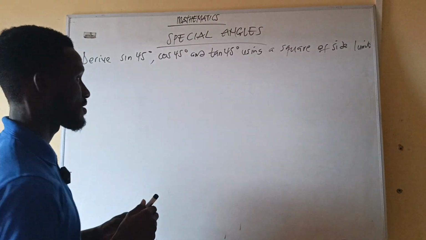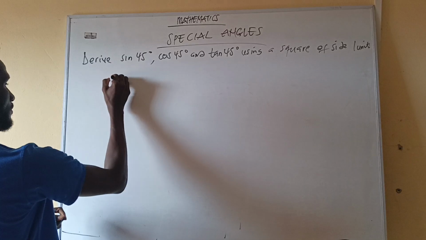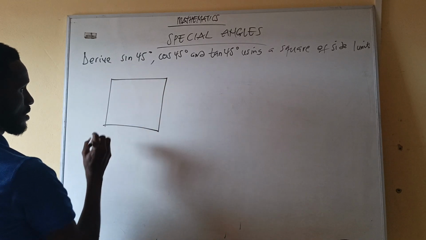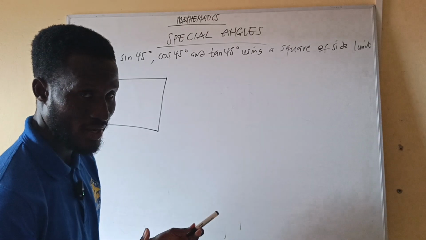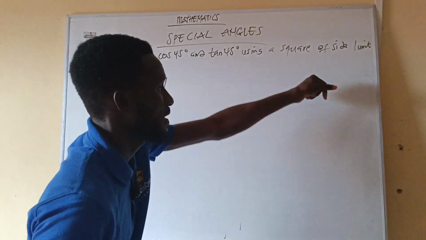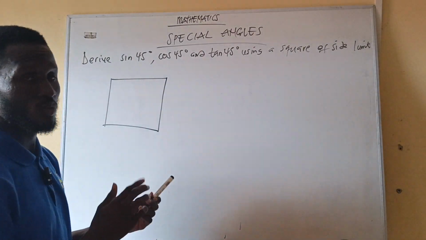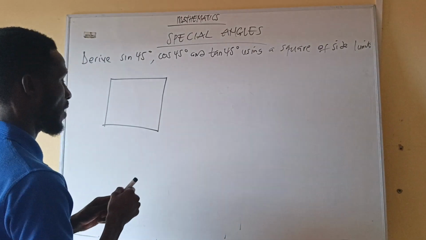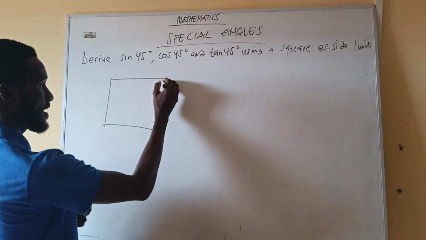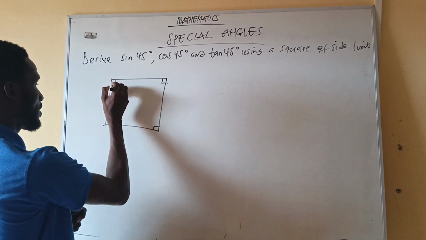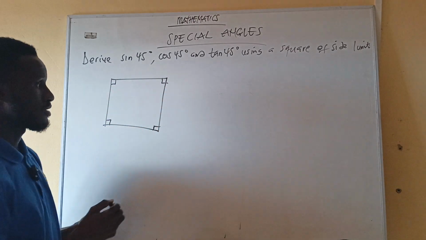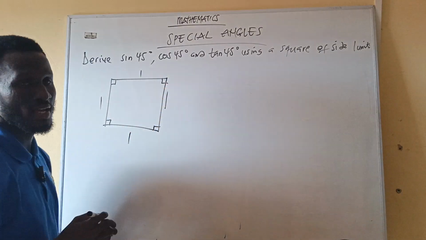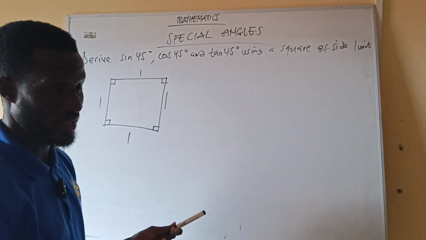Now, let's consider a square. Assuming this is a square where the side is 1 unit, when a square has a side of 1 unit, it means all the sides are 1 unit. Don't forget, here is 90, here is 90, here is 90, here is 90. So 1 unit means here is 1, here is 1, here is 1, and here is 1. This is a square.